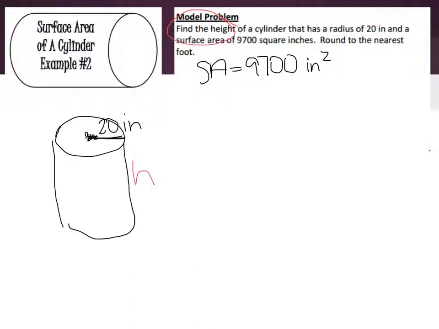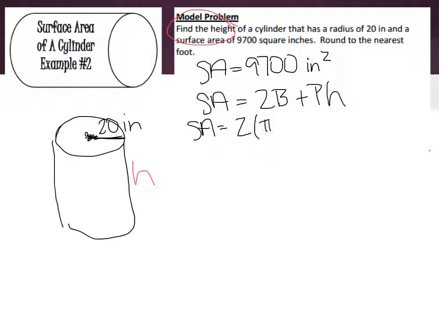I'm going to write my formula. Surface area is 2 times the area of the base plus the perimeter of the base times the height. So for a cylinder, more specifically, the area of the base, that's a circle, is pi radius squared. The perimeter of the base, well, perimeter of a circle is circumference, so that's 2 pi radius times our height. We do not know our height right now. We're going to be finding our height.